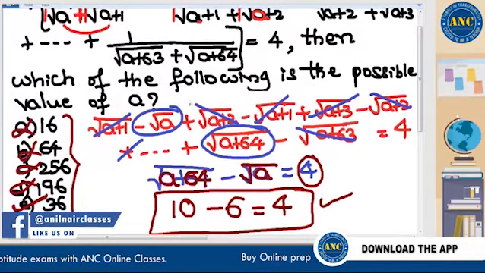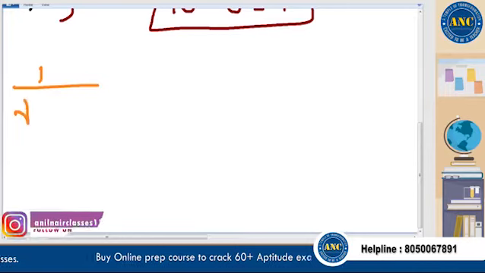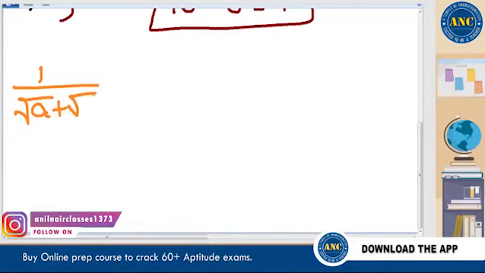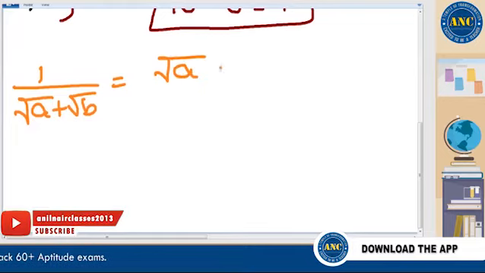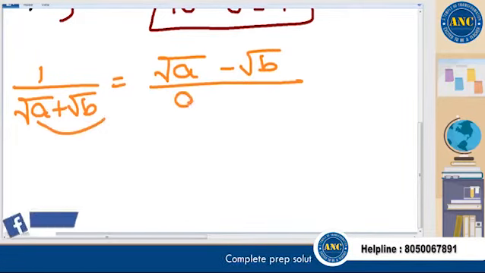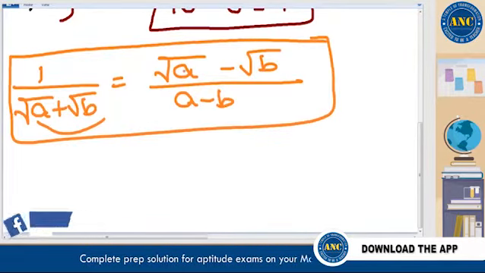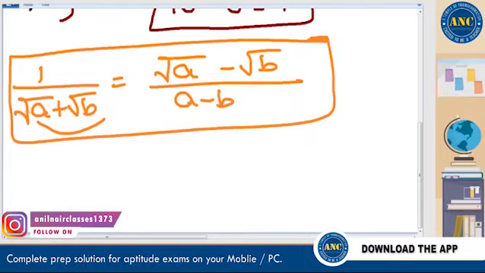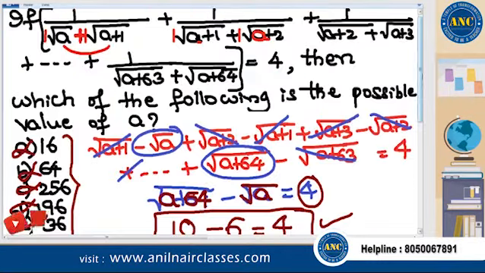Simple, right, sir? This technique is very important. 1 by root of a plus root of b, if it is there, directly you can write it as root of a minus root of b, and the denominator is a minus b. Directly you can write this. This idea should be very clear. This works if the coefficients of these surds are 1. If it is not 1, solve it normally. Simple.